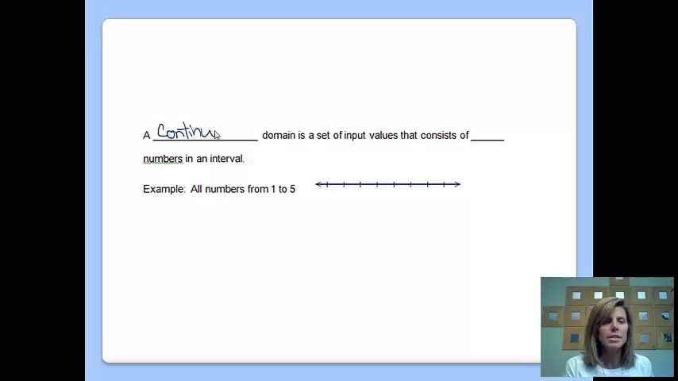Okay, a continuous domain is a set of input values that consists of all numbers in an interval. So as an example on a number line, all numbers from 1 to 5, if I started at 1 and then I ended up at 5, I would put dots at 1 and 5, and 2, 3, 4, 5. And then this one we'd actually include everything. So everything from 1 to 5. So that would include 1.1, 1.5, 2.7, 3.06. So it includes everything in that interval.